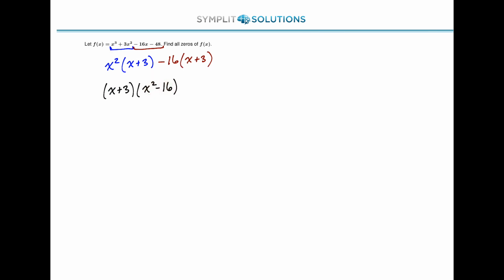And then x squared minus 16, that's the difference of squares. And so we can factor that. And we get x minus 4 times x plus 4.